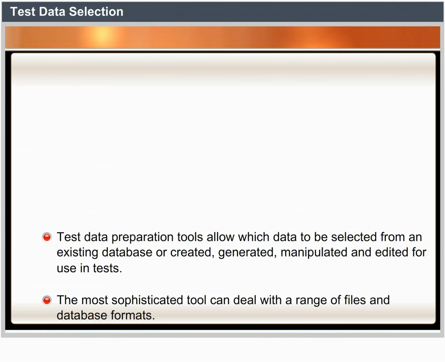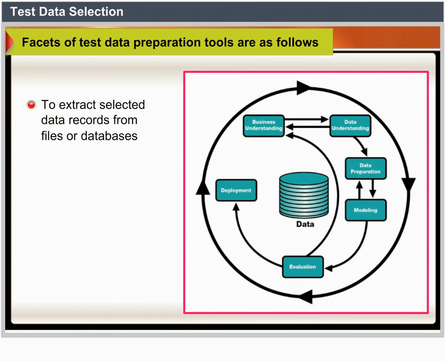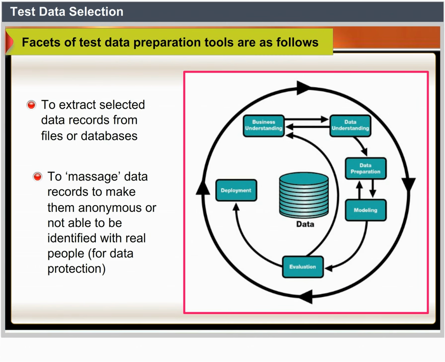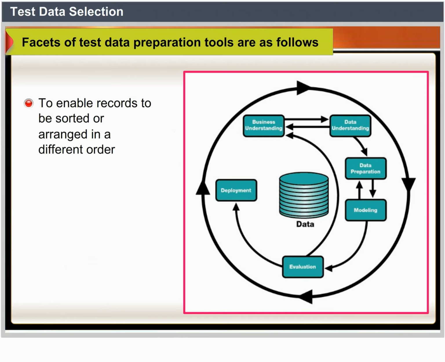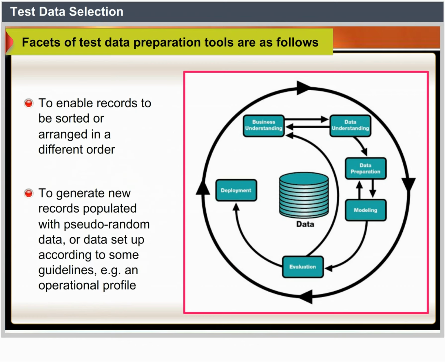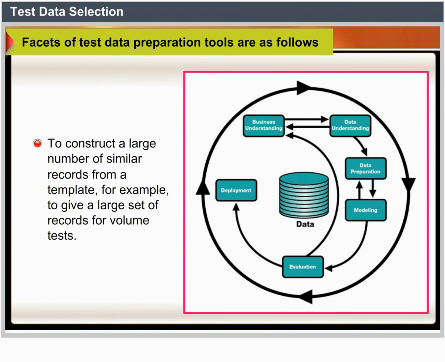Features or characteristics of test data preparation tools are as follows: to extract selected data records from files or databases; to massage data records to make them anonymous, or not able to be identified with real people, for data protection; to enable records to be sorted or arranged in a different order; to generate new records populated with pseudo-random data, or data set up according to some guidelines, that is, an operational profile; to construct a large number of similar records from a template, for example, to give a large set of records for volume tests.